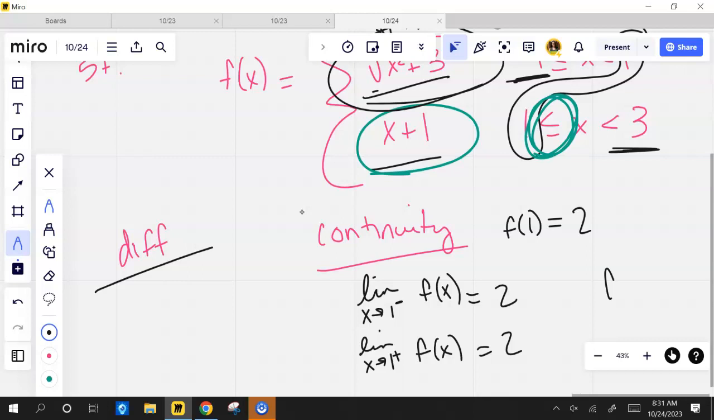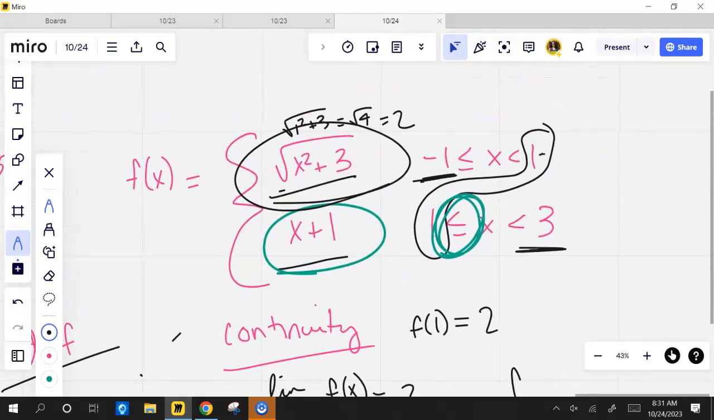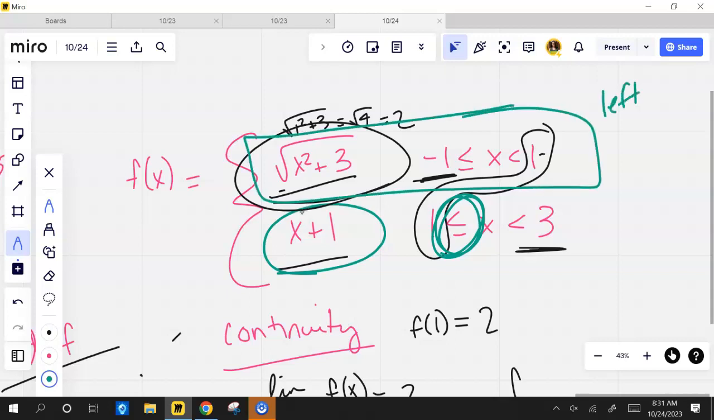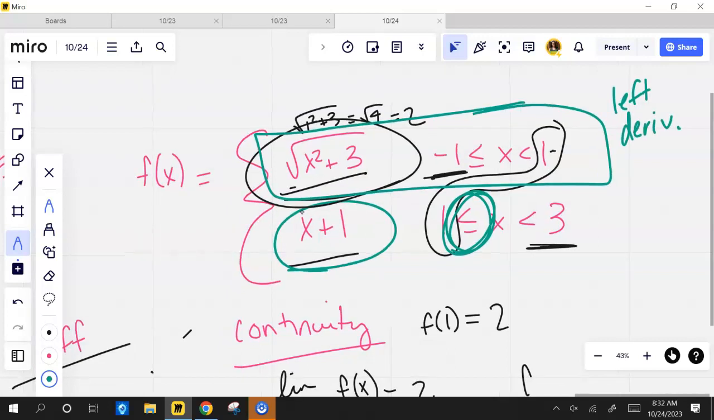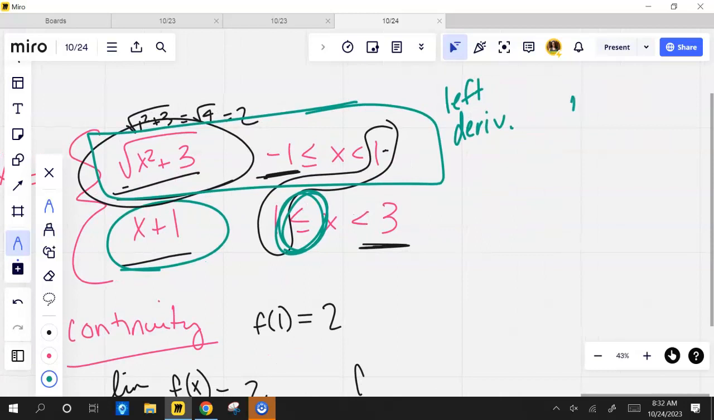Where do you? Yes. If I want to know the left-hand derivative, it is going to come from this equation because it's coming in from the left. So I want to know what is f prime at, remember the point in question is this 1 right now. I want to know the derivative at 1 here.